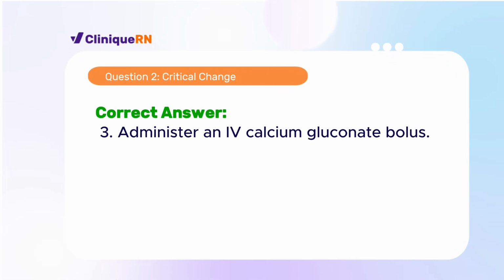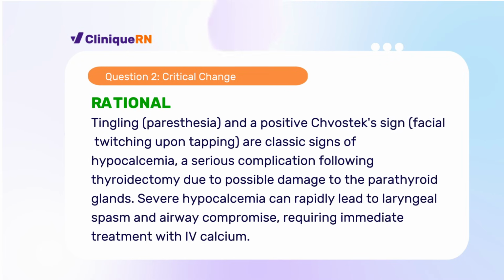The correct answer is 3. Administer an IV calcium gluconate bolus. Rationale: tingling, paresthesia, and a positive Chvostek sign, facial twitching upon tapping, are classic signs of hypocalcemia, a serious complication following thyroidectomy due to possible damage to the parathyroid glands. Severe hypocalcemia can rapidly lead to laryngeal spasm and airway compromise, requiring immediate treatment with IV calcium.